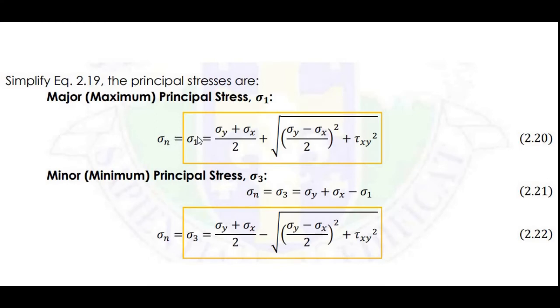The principal stresses are computed using the following equations. So note that the major principal stress is designated as sigma 1 and the minor principal stress is designated as sigma 3. Basically, the equations for sigma 1 and sigma 3 are the same. The only difference is this operation: if it is sigma 1, or the major principal stress, this is positive, and if it is the minor, or sigma 3, this is negative.